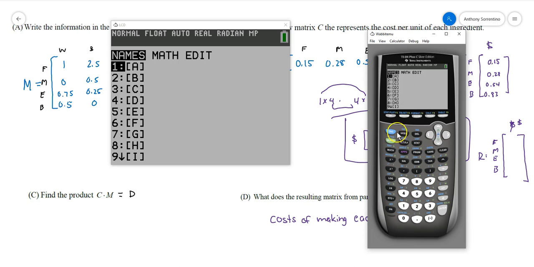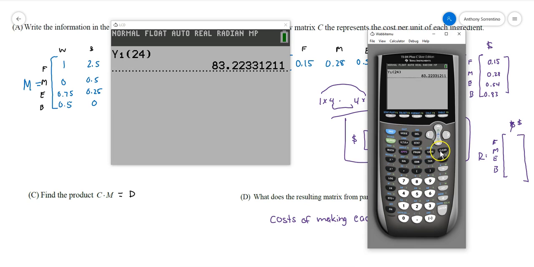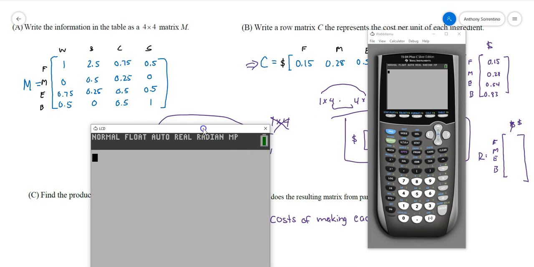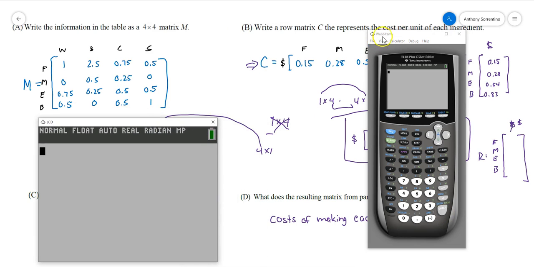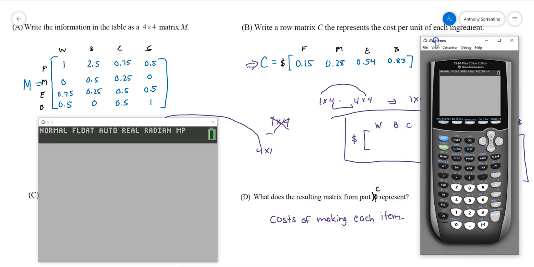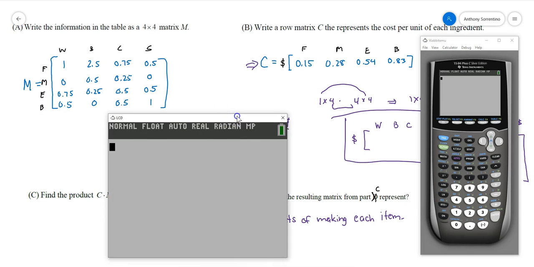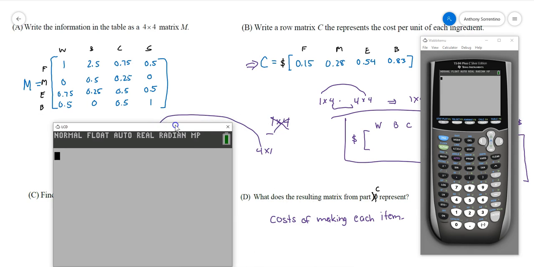And let me quit out of this, clear this out. I want to be able to multiply two matrices. I'm going to try to make sure I can see both of them as best as I can. Move that over here. I want to have a matrix M and a matrix C, and I want to do C times M.